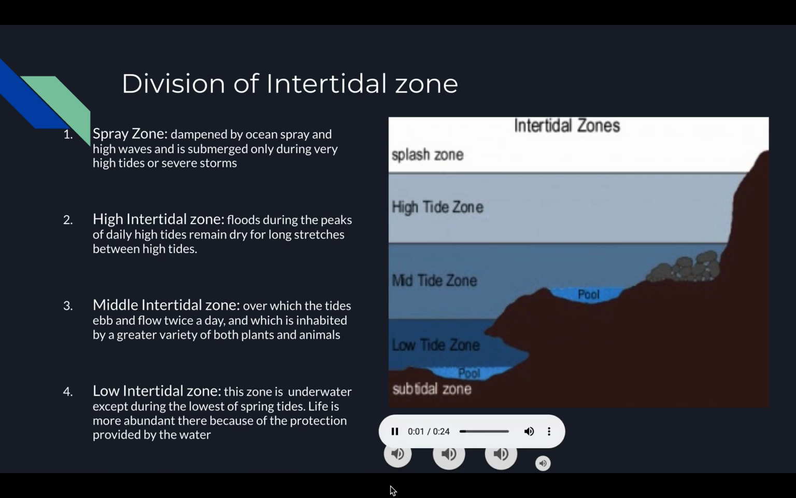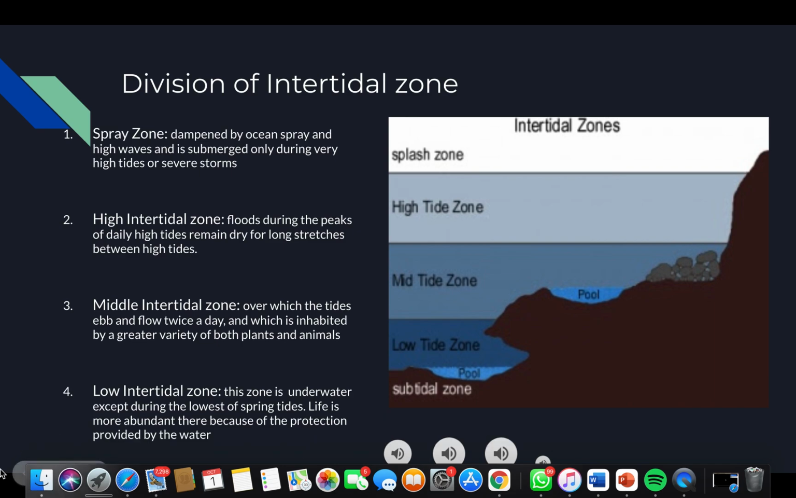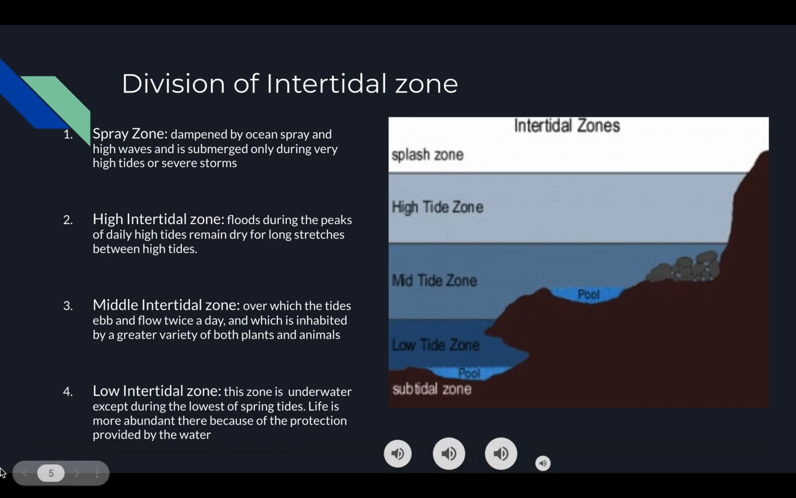On this slide, I'm going to talk about the physical intertidal division and some characteristics. It's divided into 4 zones, and the first one is the spray zone, which is well known for being humid from the ocean spray and high waves. It's submerged only during very high tides and severe storms. The second layer is called the high intertidal zone. It's the area above the water level at low tide and underwater at high tide. This area can include several types of habitats with various species of life.